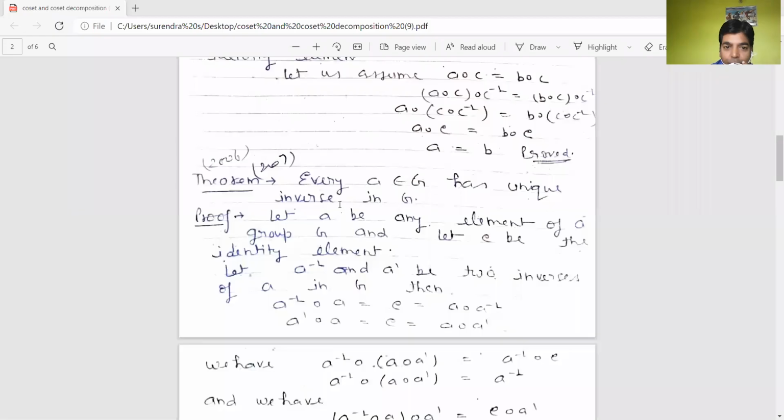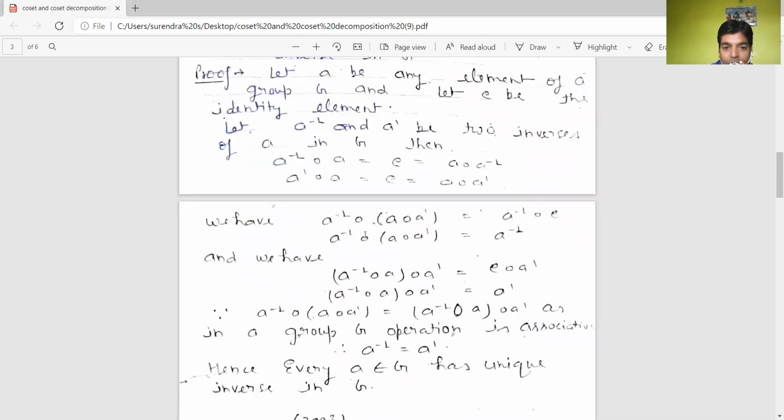We will prove it by the axioms of group. This is the second property: every A belonging to G has a unique inverse in G. Let A be any element belonging to G and let E be the identity element. Let A inverse and A dash be two inverses of A in G, then A inverse operation A is equal to E is equal to A operation A inverse. That is, A dash operation A is equal to E is equal to A operation A dash.